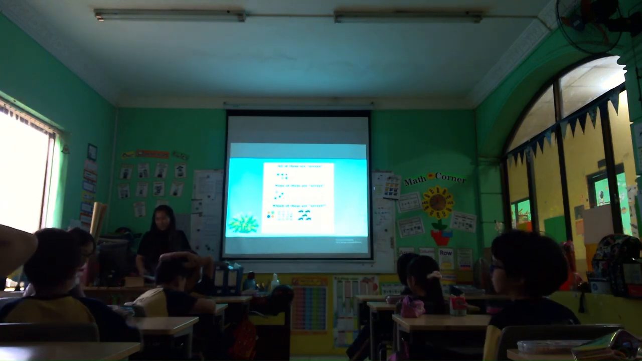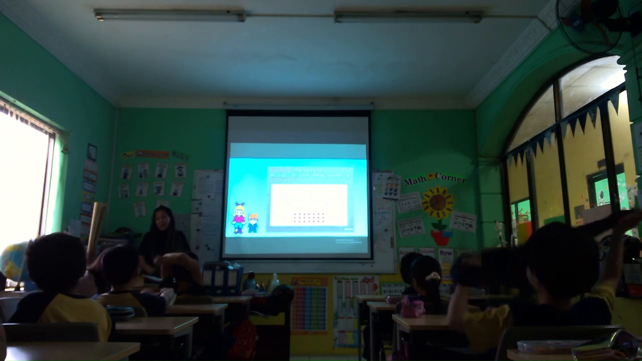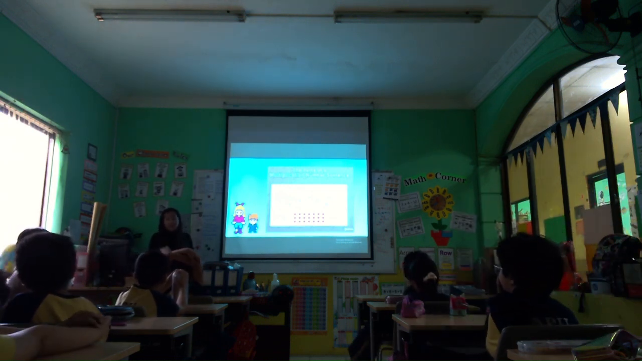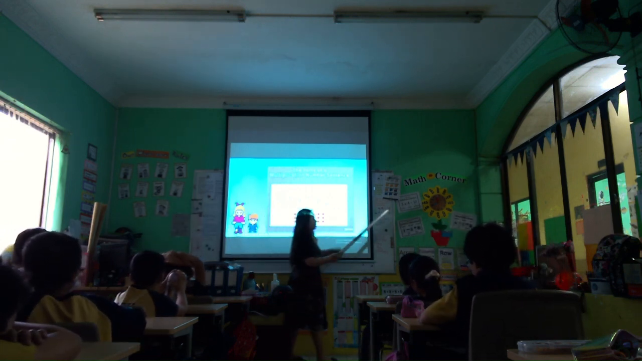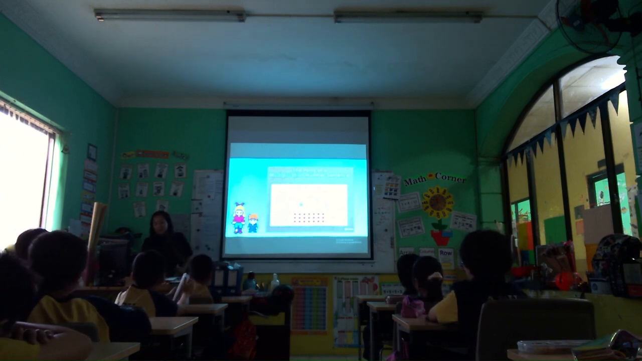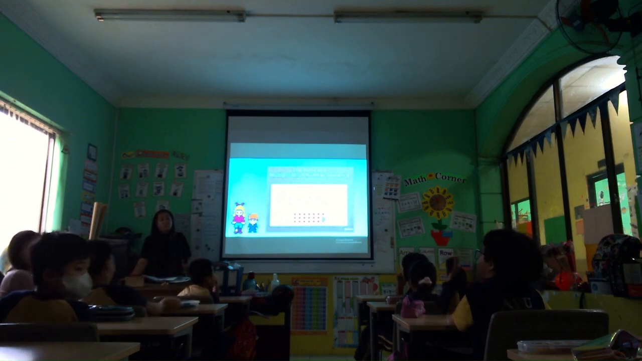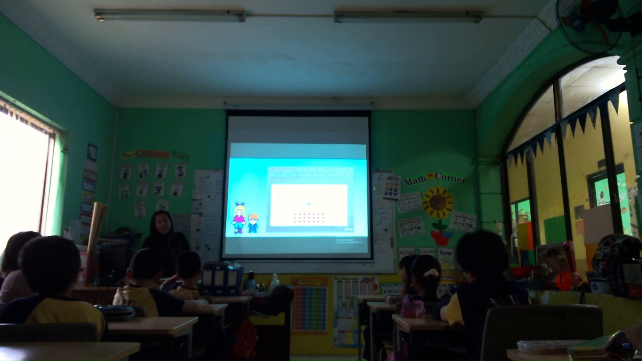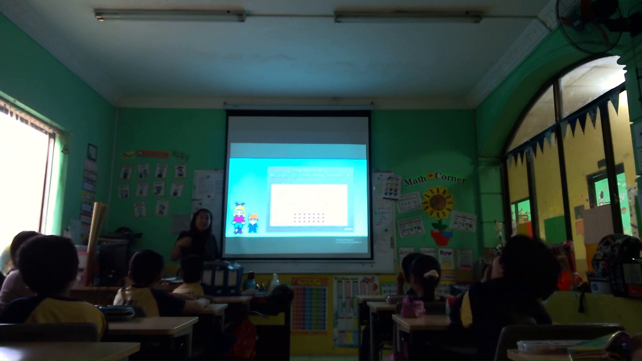Now, next. I'm going to show you what it looks like when you use your array if there is a multiplication number sentence. We already learned the multiplication number sentence. Now, take a look. There is 3 times 7 is equal to 21. If you compare the two of them, you can see clearly there is the number 3 and also the number 7. Do you remember last time we learned about counting by 3 and counting by 7?